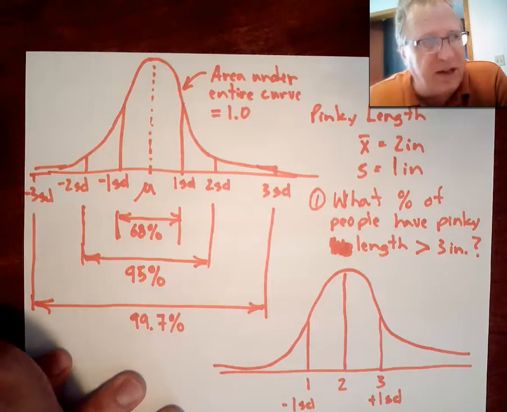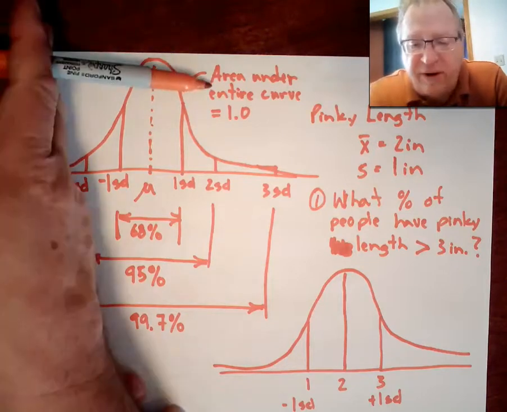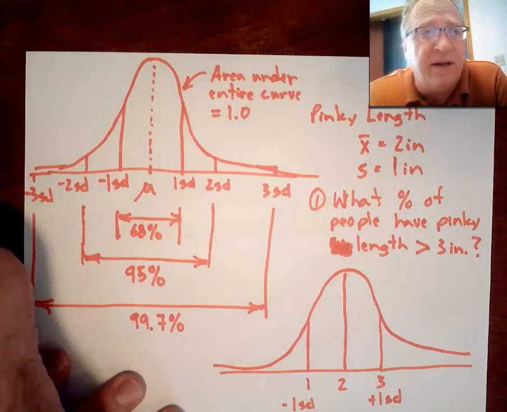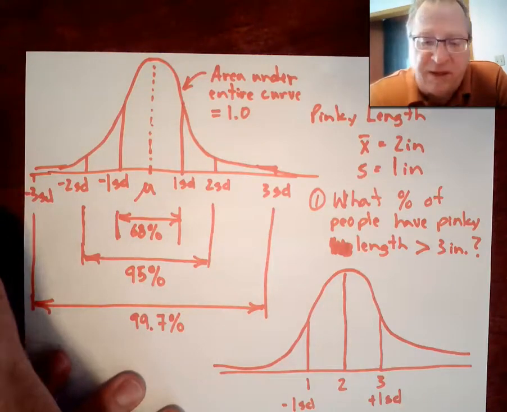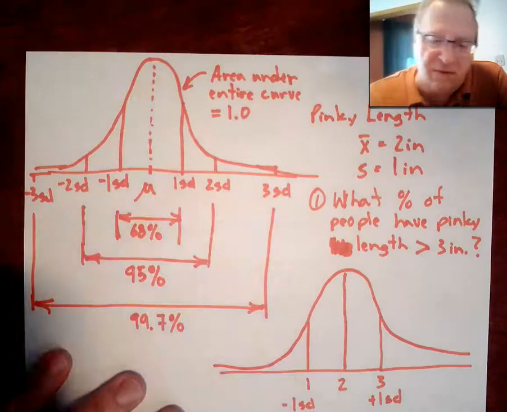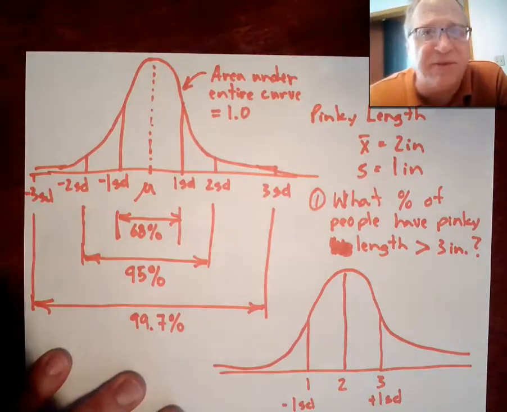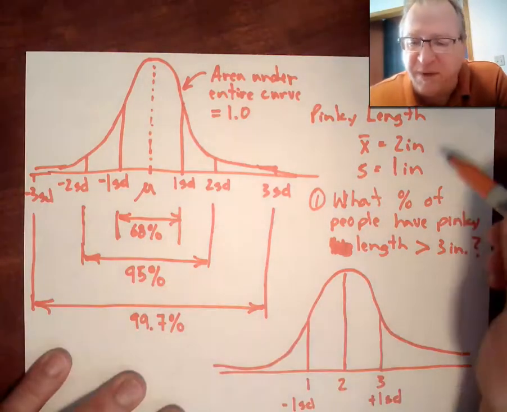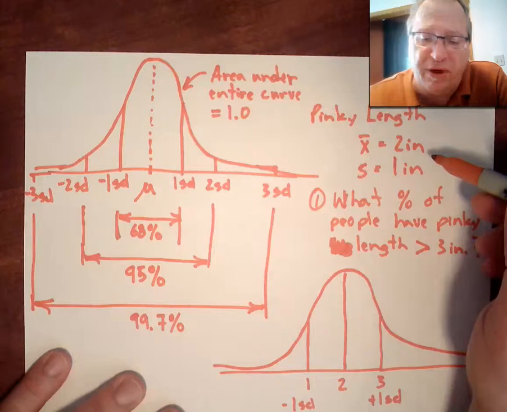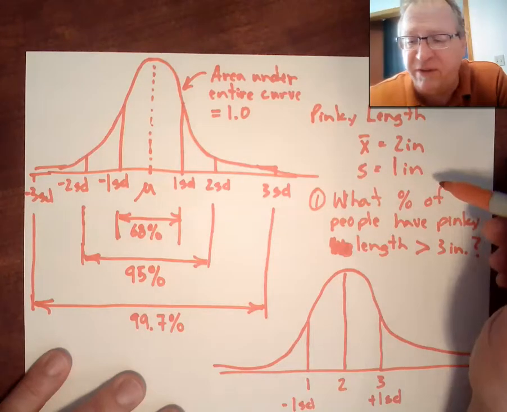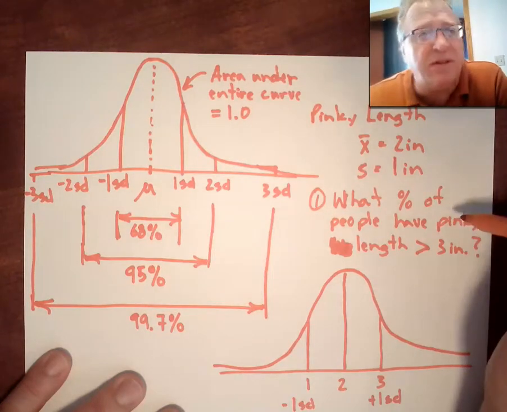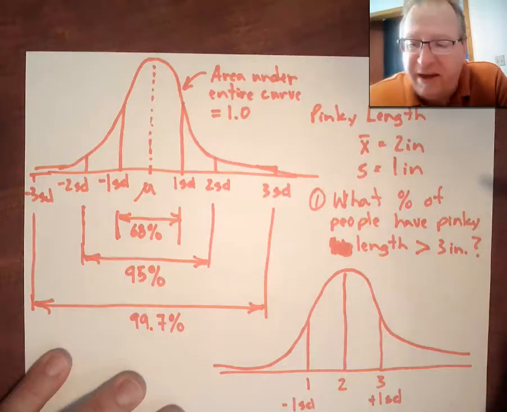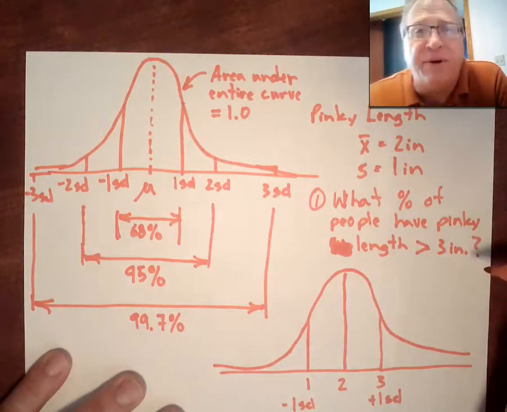I should also tell you, and I didn't tell you this before, that the area under the entire curve is equal to 1.0, which means that one side of the curve has 0.5 and the other half of the curve has 0.5. Okay, back to our question, a mean of 2.0, standard deviation of 1. The question is, what percent of people would we expect to have a pinky length greater than 3 inches?